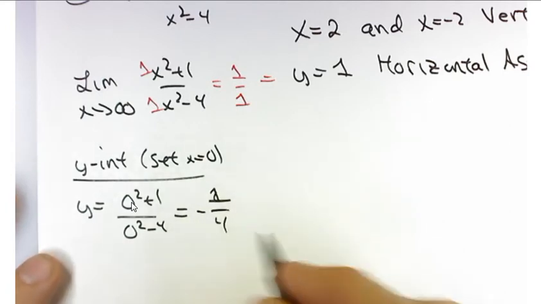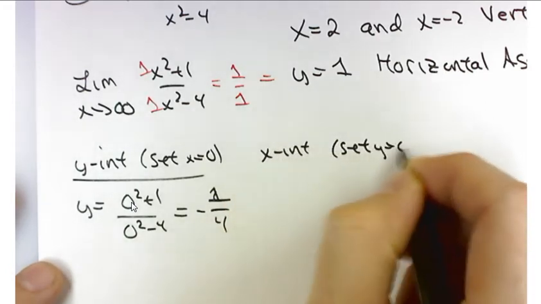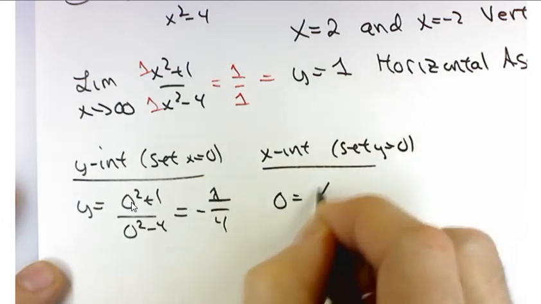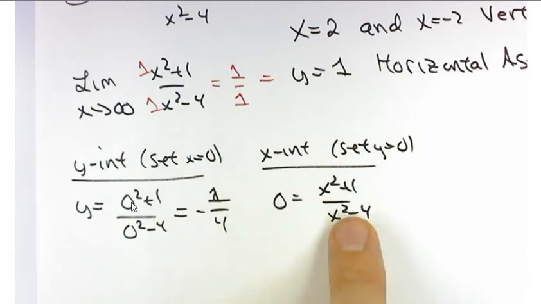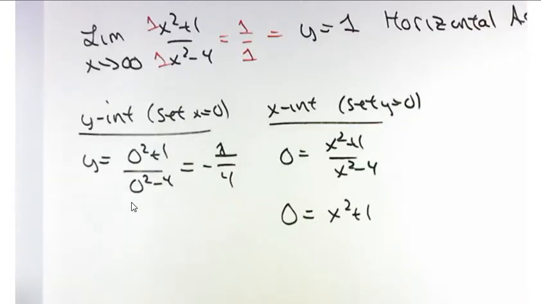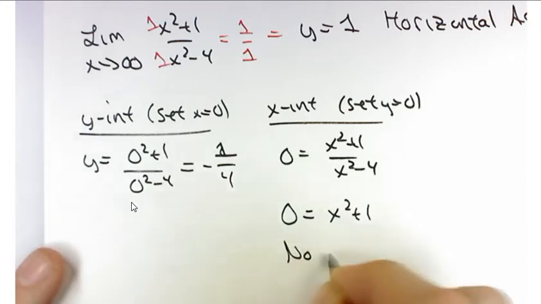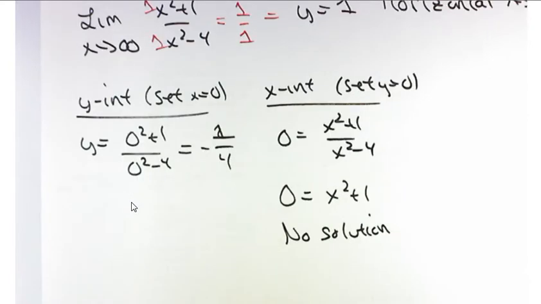If I set y equals 0 for the x-intercept, then I get 0 equals x squared plus 1 over x squared minus 4. This is going to equal 0 where the numerator equals 0. If you multiply both sides by x squared minus 4, it'll cancel here. Can you solve x squared plus 1 equals 0? Yeah. No solution. So there are no x-intercepts. It doesn't touch the x-axis at all.